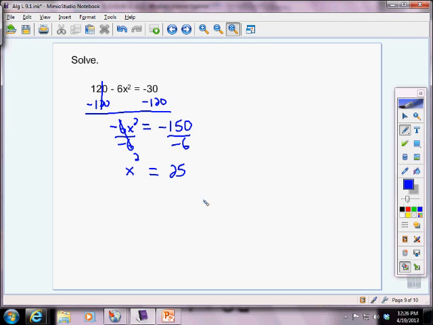And then you can say, okay, what number times itself equals 25? Or take the square root of both sides. Because remember, taking the square root undoes squaring something. And we get x equals both a positive and a negative 5. That means I could substitute both a positive and negative 5 in here, because either one would give me 25. Multiply that by 6, and go 120 minus that, and you get a negative 30. Same rules for solving equations. Just when you get to the x squared, then you're taking square roots.